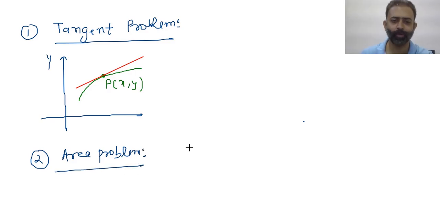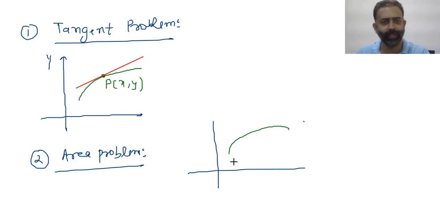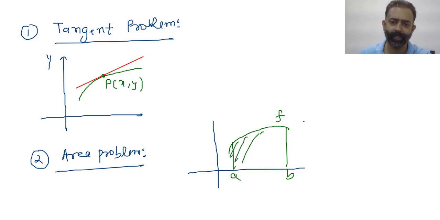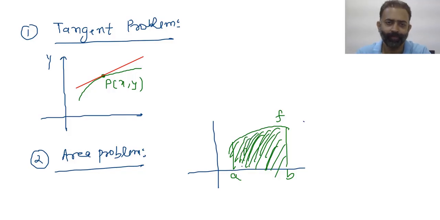Again, what is an area problem? You have been given a curve like this, and this time we are interested in finding out the area bounded by this curve f between two values a and b. Okay, so basically this shaded portion, we are interested in finding out this area. So this was the area problem, right?